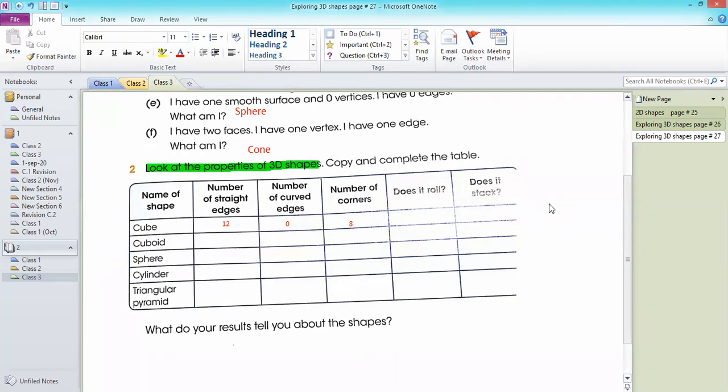Does it roll? Guys, can a cube roll? Yes or no? No! It cannot roll because its faces are flat. If you push, if you hit the cube, it will not go far because it cannot roll. So the answer is no.